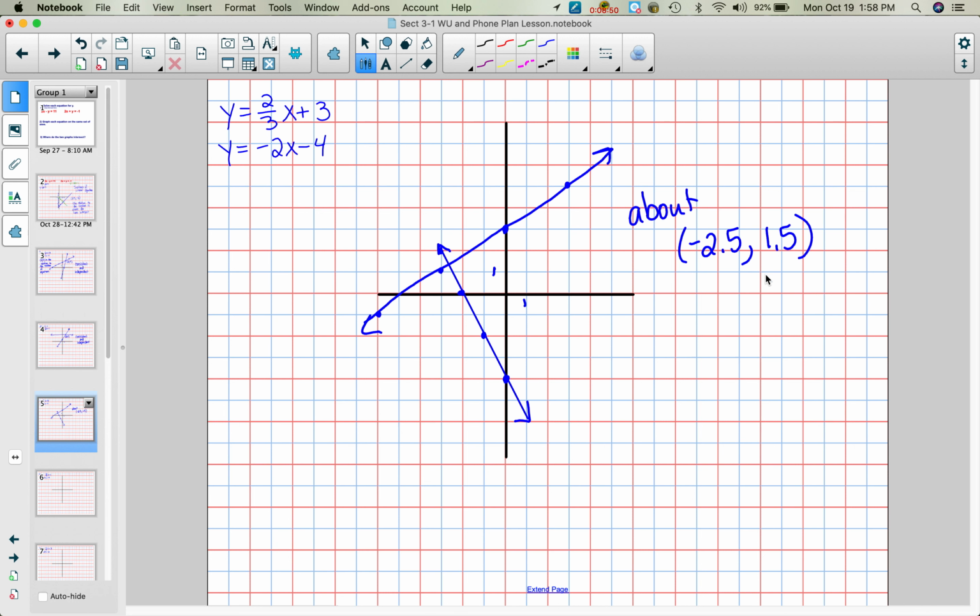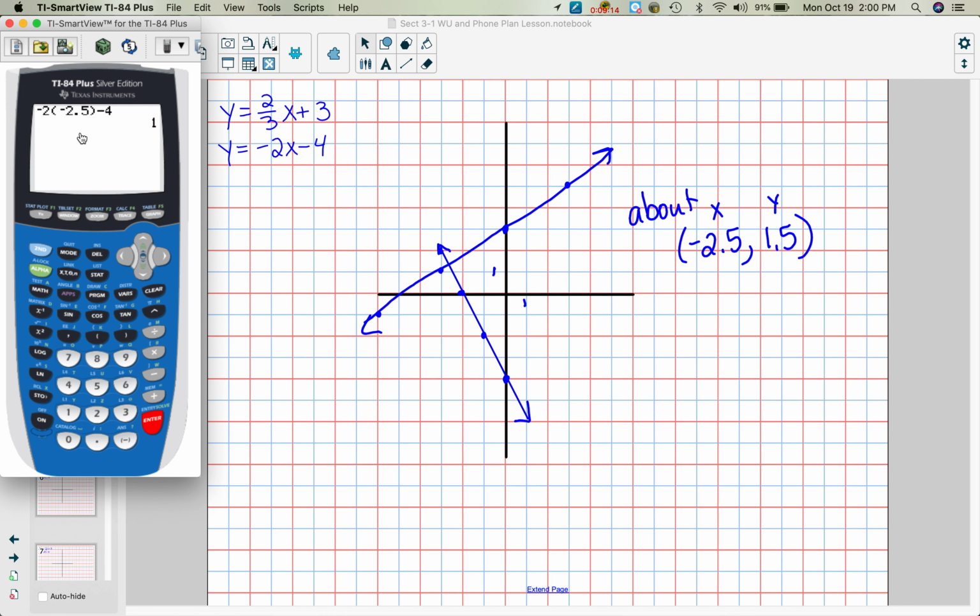Okay, so if I wanted to think about, well, how do I know if that's true? How do I know if that really was the solution where they cross? Well, what I can do is plug this in. This is my x value, this is my y value. So if I substitute negative 2.5 in for x, I should get 1.5 for y for both equations. So we can check that out.